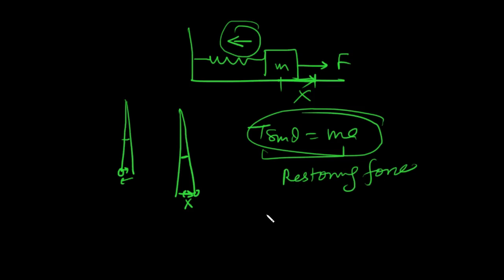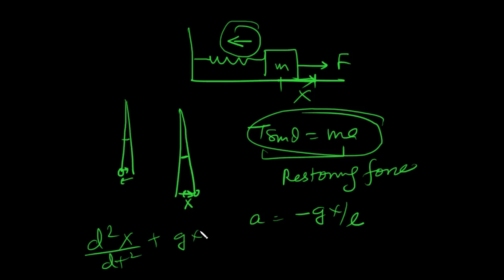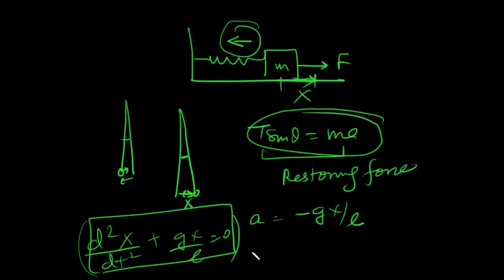Restoring force. So this will be taken as negative, hence a would be equal to minus gx by L. So I had arrived at the conclusion d square x by dt square plus gx by L equal to 0. This is known as the simple harmonic equation.